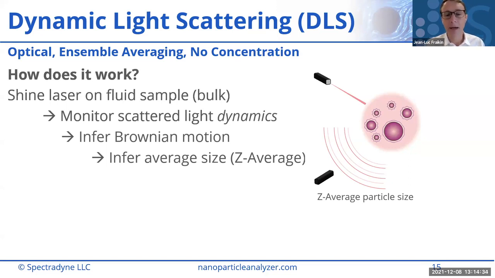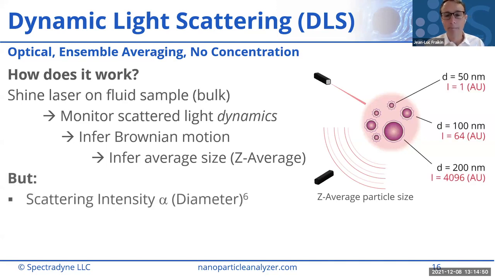So this is a very easy measurement. It's nice because you just shine a laser into your sample. There's not a lot of sample prep required, things like that. But there is a very strong fundamental limitation to this technology that I'd like to discuss in detail. So physics dictates that the scattering intensity, the intensity of the light that's scattered off a given particle, scales with the diameter to the 6th power. That's a really, really strong dependence.